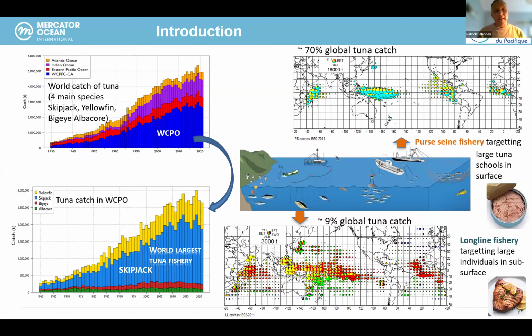In terms of catch, you see the evolution of the catch on these plots on the left. So the Western Central Pacific Ocean provides about half of the global tuna catch. And within this catch, it's the skipjack species that is the most exploited and used species.